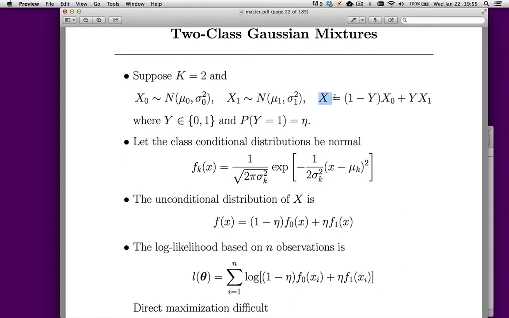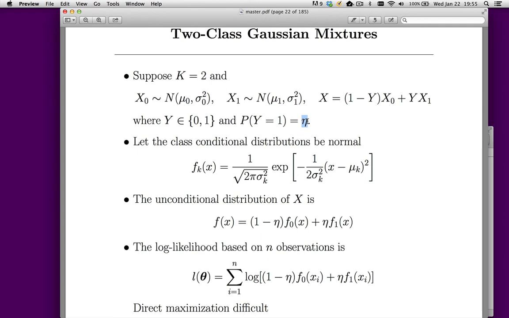Again, our goal here is to recover the component distributions. Now, if they're Gaussian, all we need is the mean and the variance or standard deviation. So we're trying to recover these two parameters, the parameters of the other distribution, and the eta. So you can think about this two-class univariate Gaussian mixture as having five parameters.